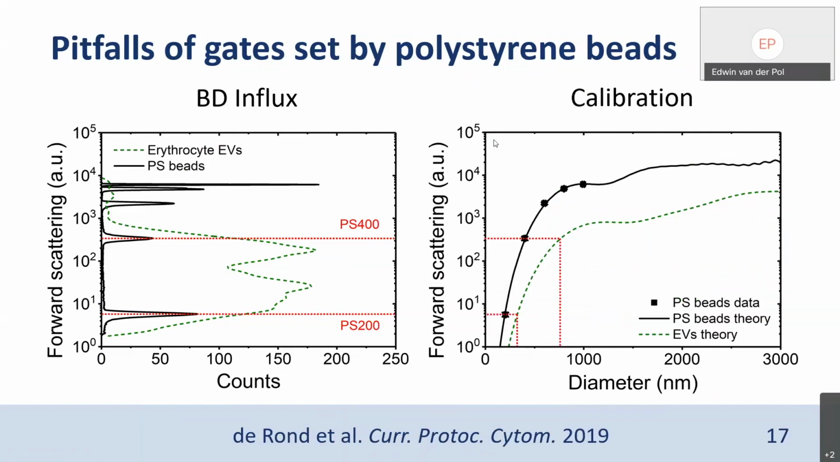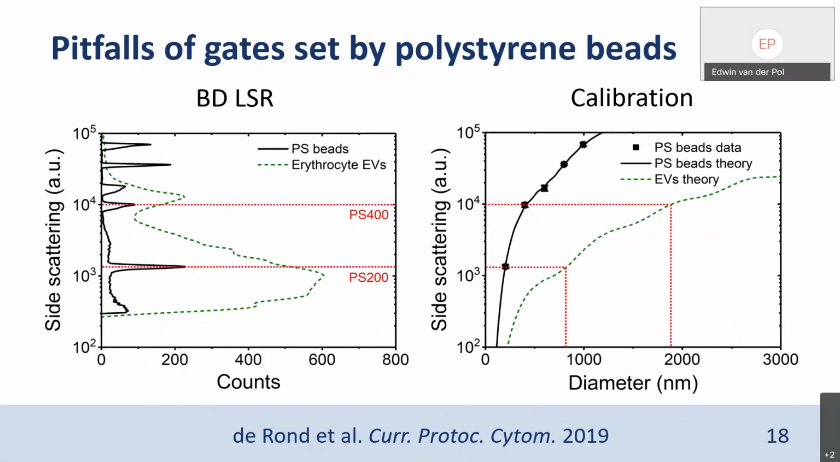Let's first calibrate the BD Influx. Here on the right, you can see the calibration. You see the forward scattered light versus diameter of polystyrene beads and Mie theory, taking into account the detection angles and the refractive index of the polystyrene beads, and then we extrapolate to EVs, which results in this green line here. And then we see that 200 and 400 nanometer polystyrene beads gate EVs from 330 to 750 nanometers.